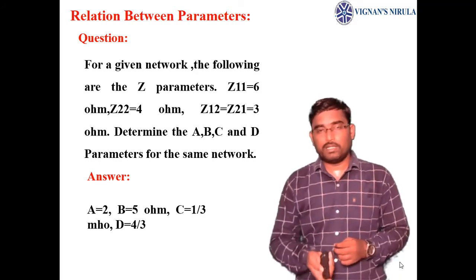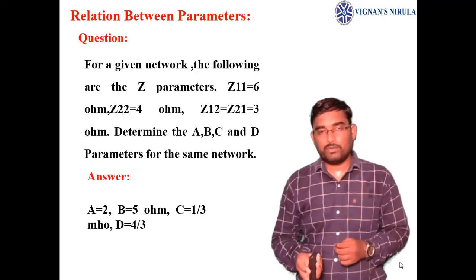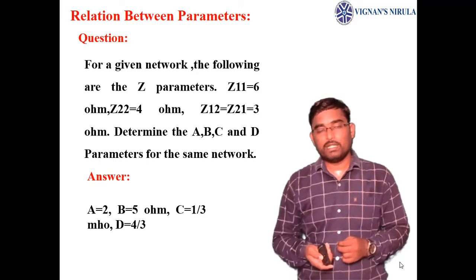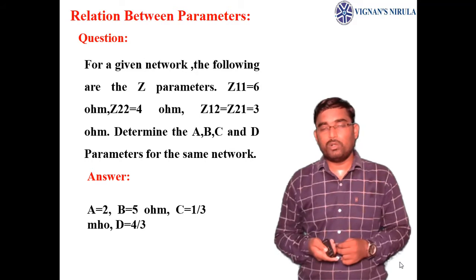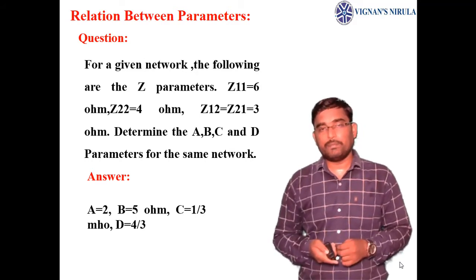So by putting these Z parameters directly in those formulas, we can get ABCD as A equals 2, B equals 5 ohms, C equals 1 by 3 mho, and D equals 4 by 3.